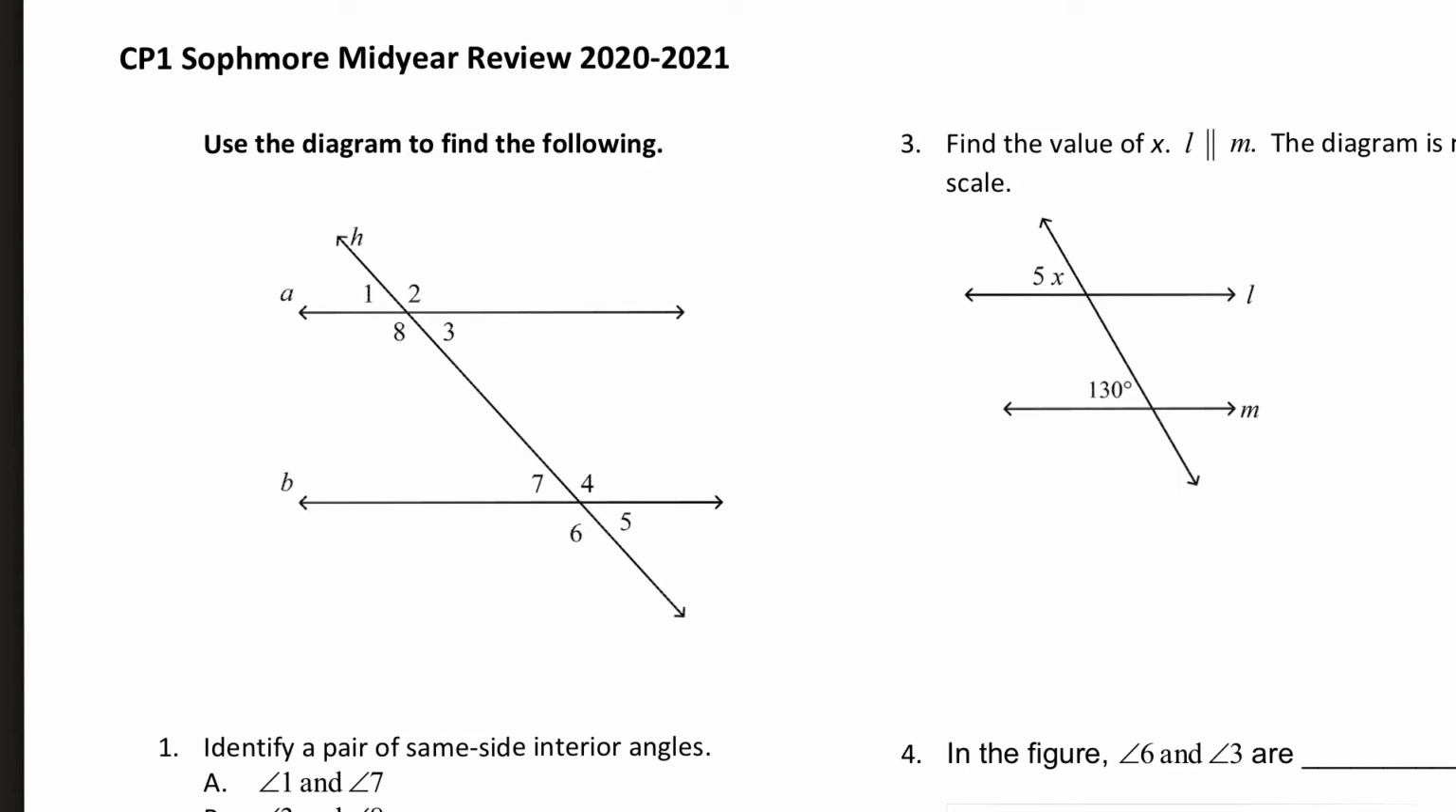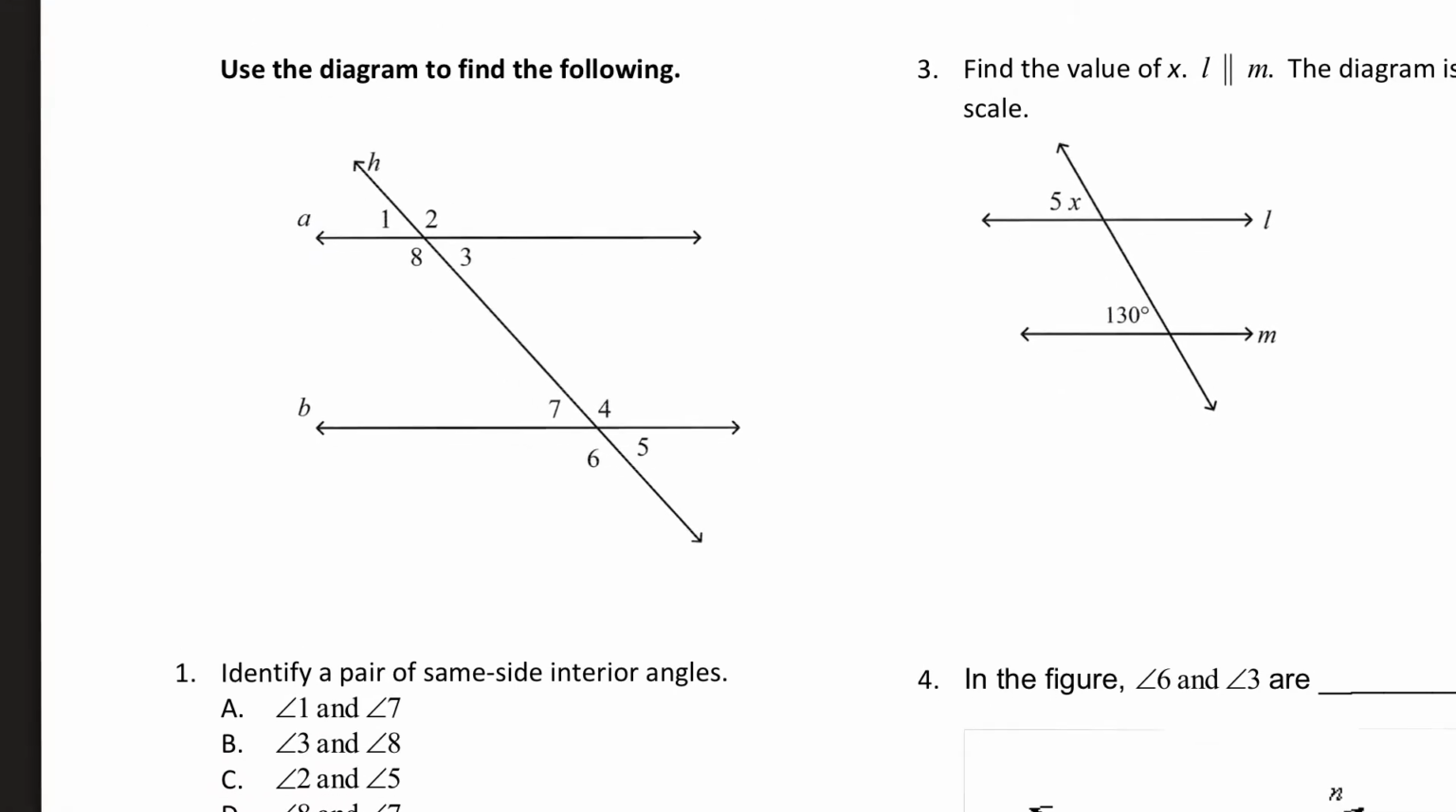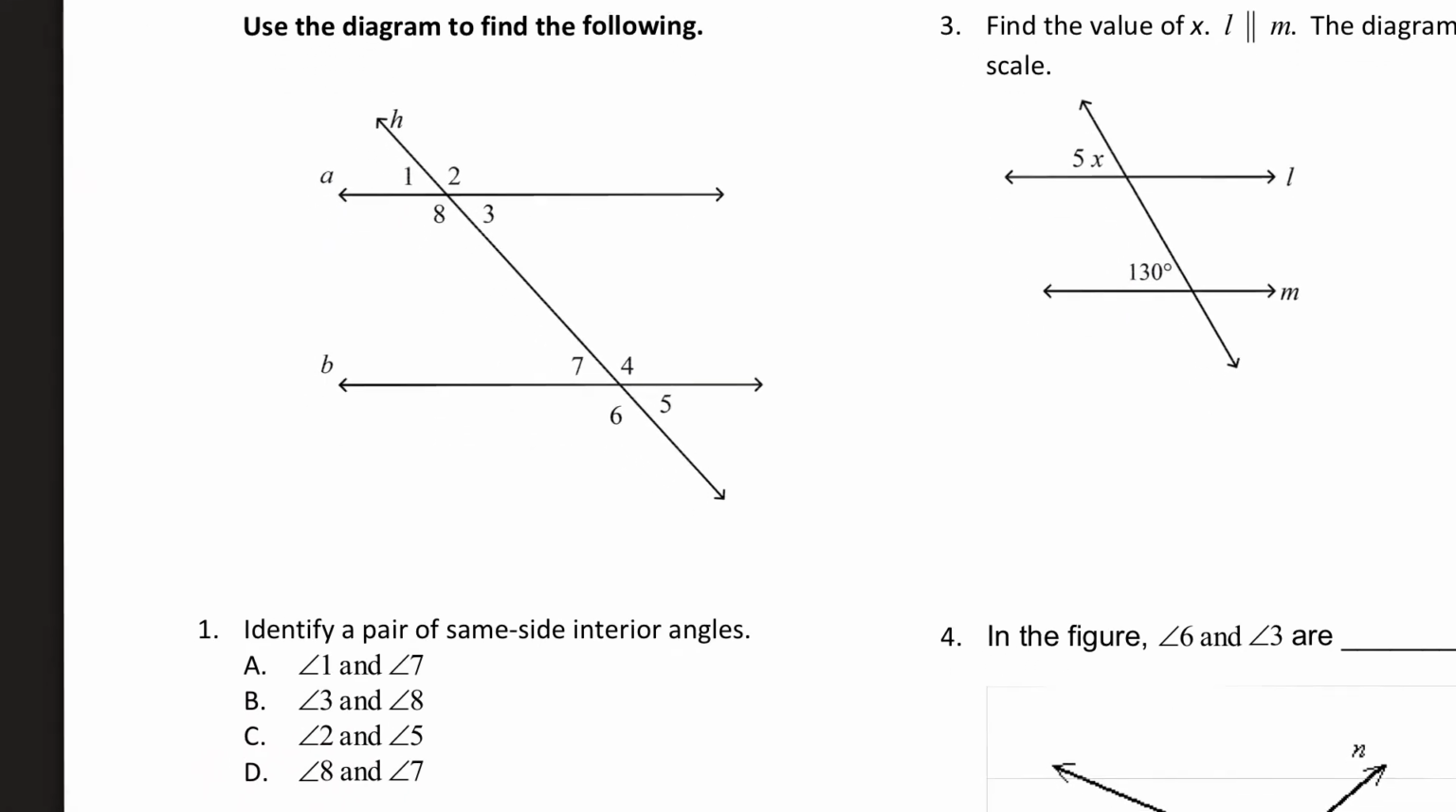Okay, let's go over the answers to the mid-year review. Let's get started. Okay, the first question is a transversals question. It says, identify a pair of same-side interior angles. So 1 and 7, let's see, 1 and 7, that's here and here.